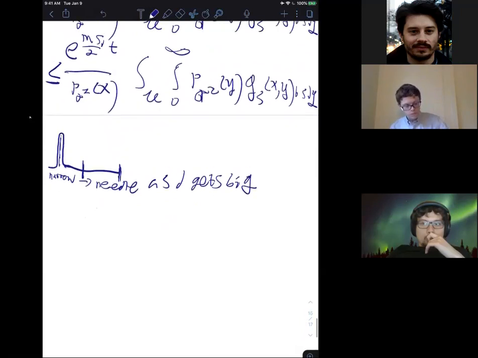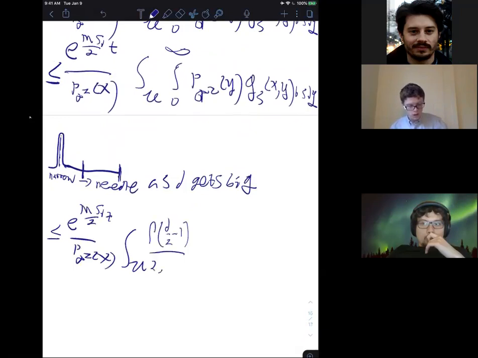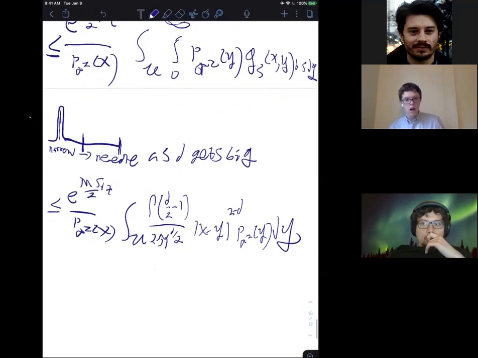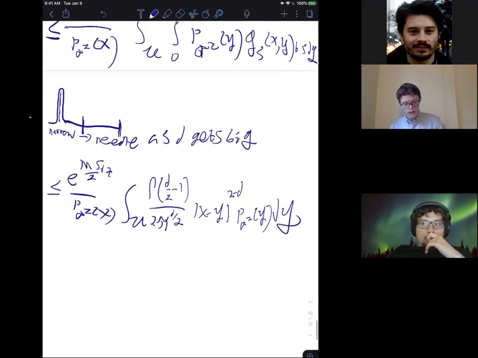But with that remark aside, we notice that this is root d over 2 over p_sigma squared of x, integral of u, and then we actually can just integrate this out, and we get that this is gamma of d over 2 minus 1 over 2 pi to the d over 2 times |x minus y| to the 2 minus d, p_sigma squared of y dy. This gamma of d over 2 minus 1 factor might scare us, but we'll see that it's going to kind of magically get canceled out later on in the bounds. And so we can move that outside of the integral.